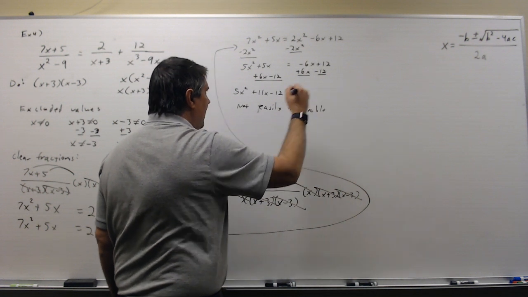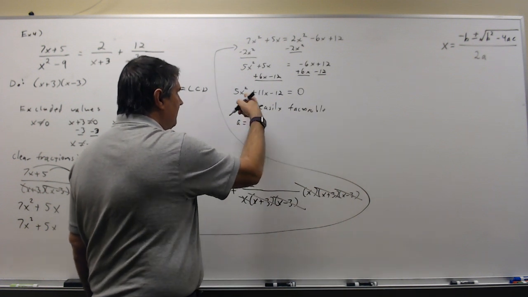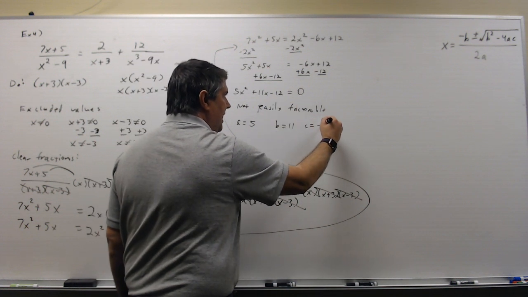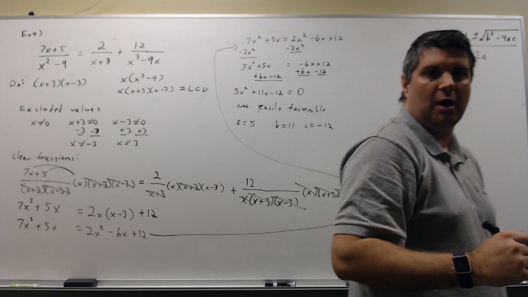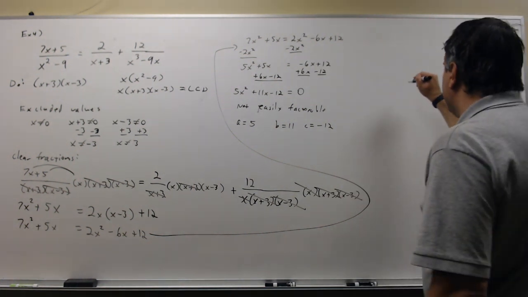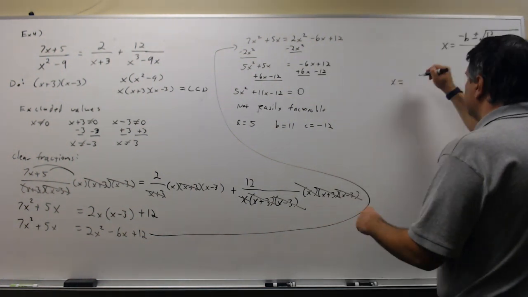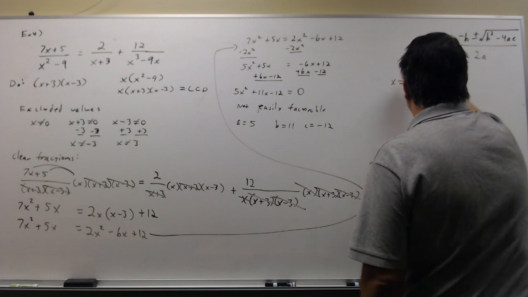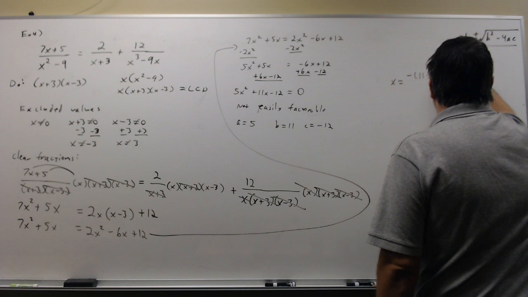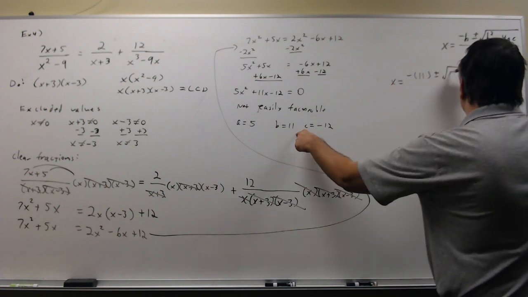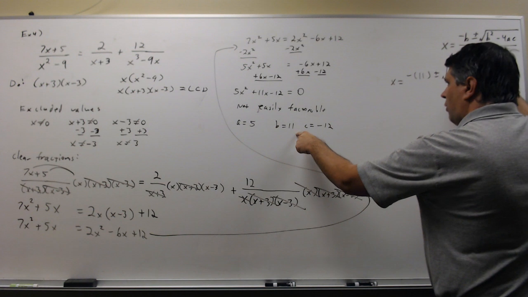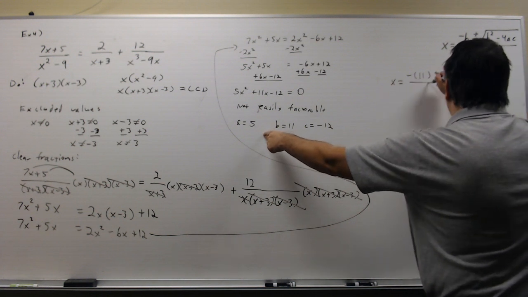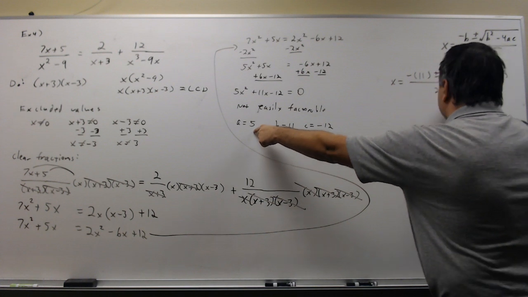So I'd use the quadratic formula with a equals 5, b equals 11, and c equals negative 12. All right, so x equals negative 11 plus or minus the square root of 11 squared minus 4 times 5 times negative 12, all over 2 times 5.